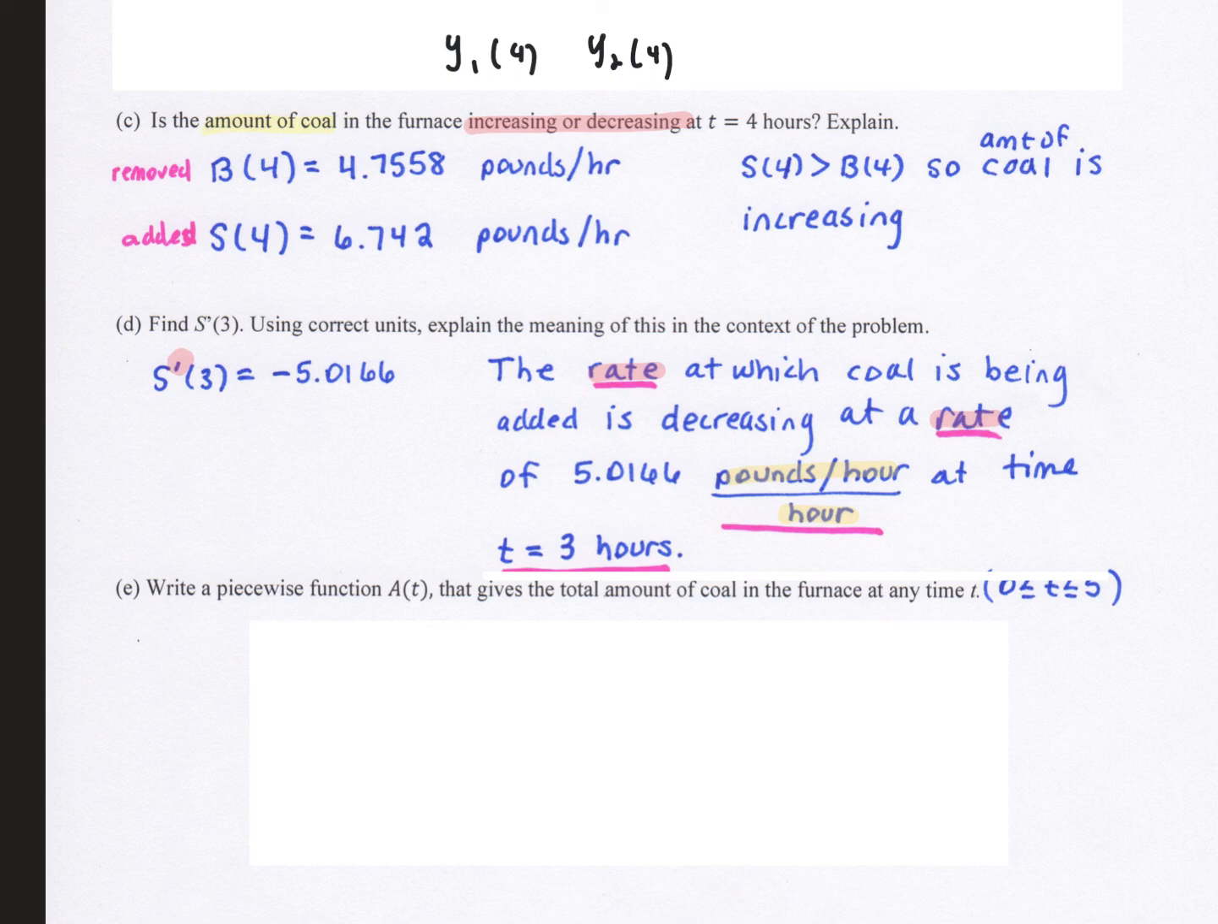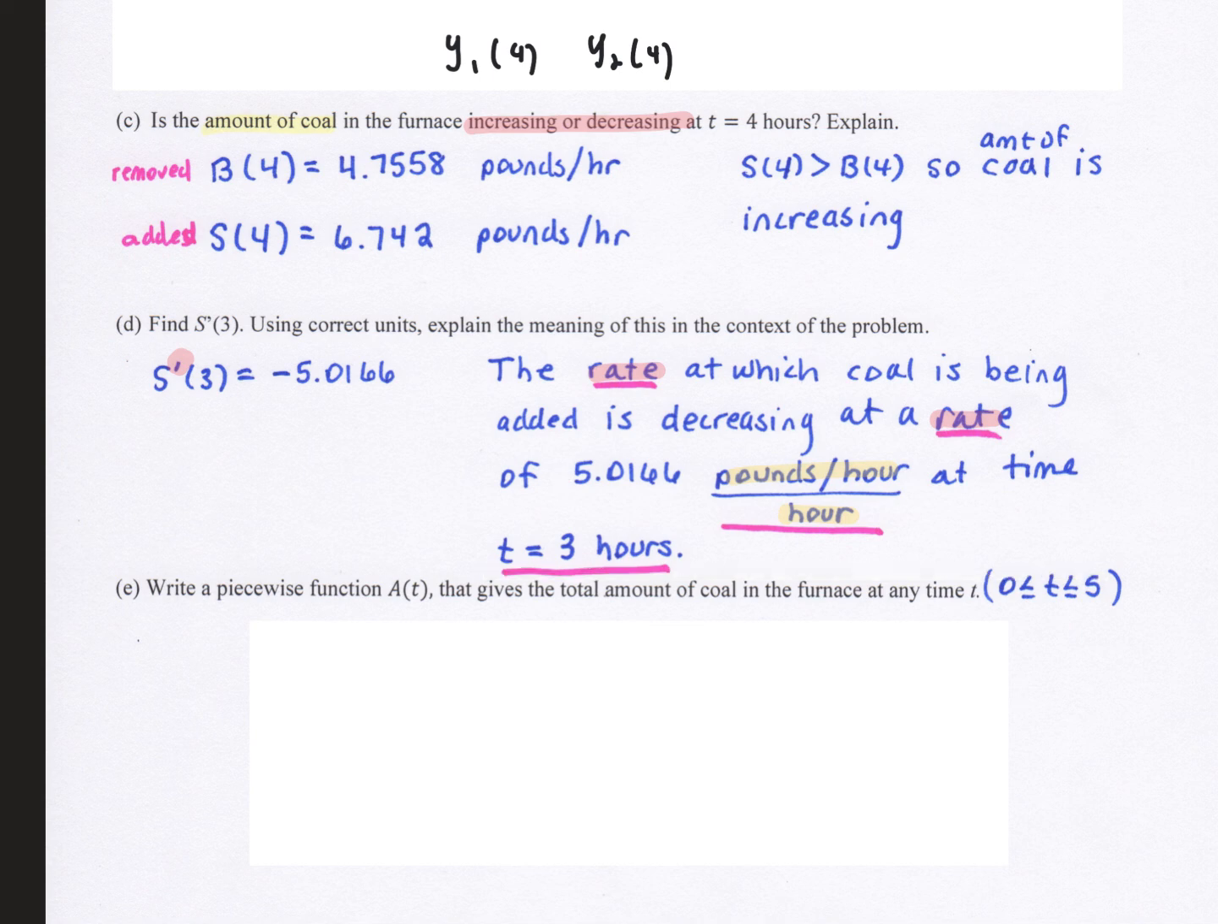One thing I want to point out about this explanation is if I change the wording slightly and said the rate at which the coal is being added is changing at a rate of, I would have put the negative on my value right here because I'm not given a sign to it. By saying decreasing, I'm implying it's negative. But if I say just changing, then I need that negative there to indicate that.